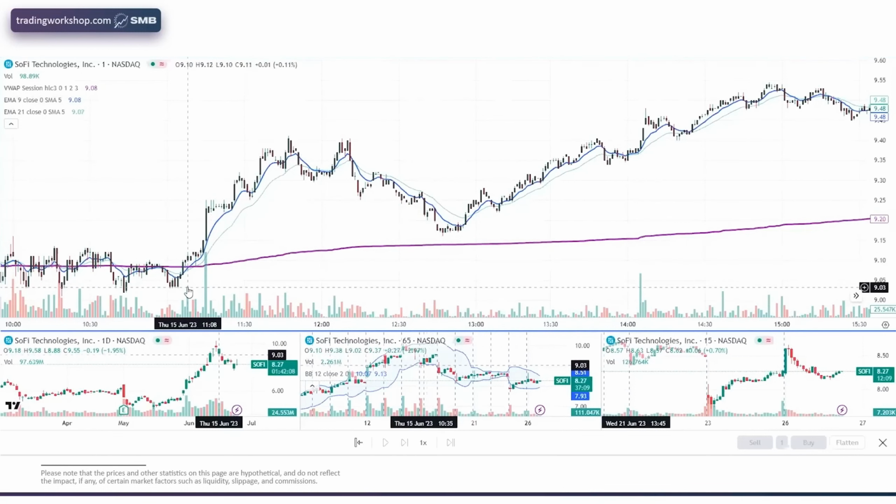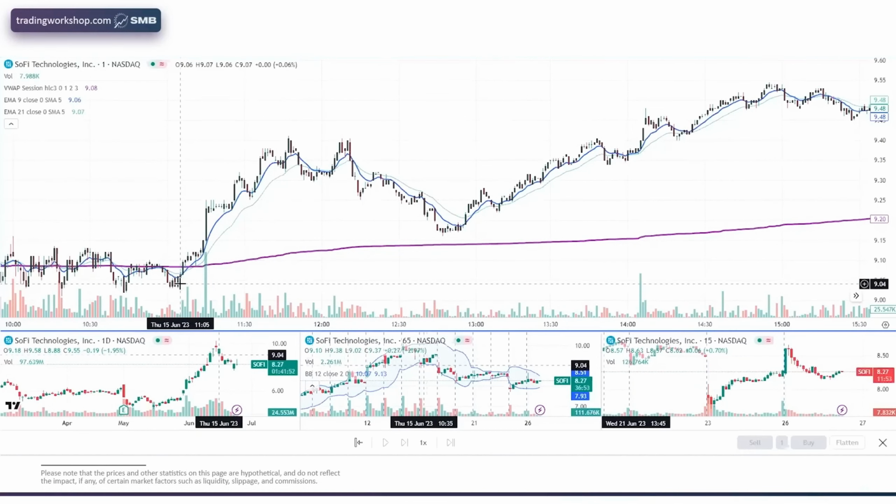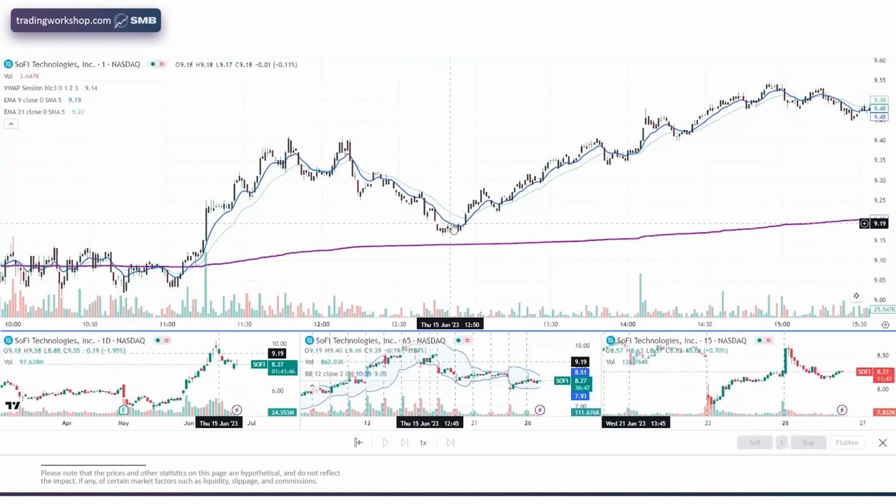So this first move is from 905 to 940. So 35 cents, right? It doesn't seem like a lot, but you can get as much size as you want in a stock like this. It's really, really liquid. So 35-cent move. Okay, now we get this pullback. And we'll look at it here.